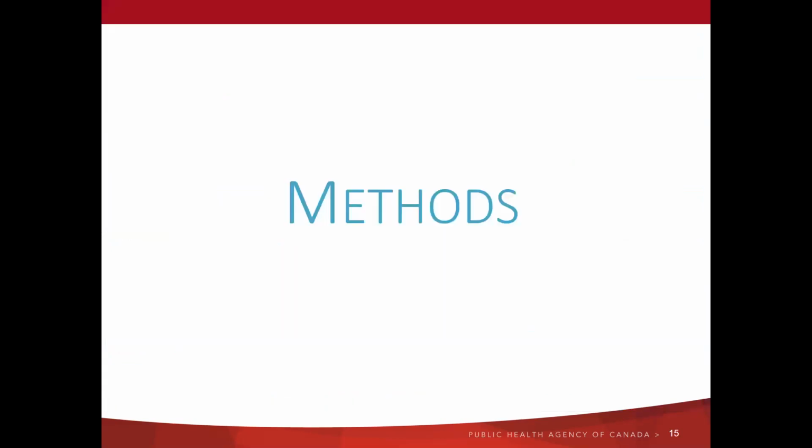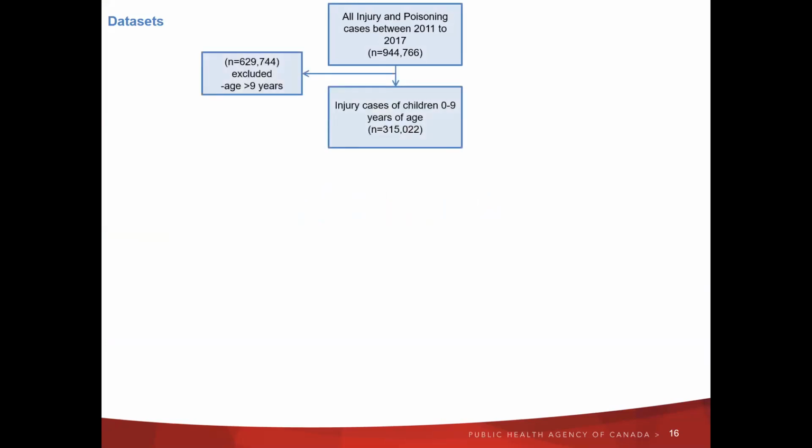So I will begin by going over the methods that I used to acquire all the results that you'll see. The data set that I used consisted of injuries presented to emergency departments across 19 Canadian hospitals between the years of 2011 through 2017. So any injury where the patient was reported to be above 9 years of age was excluded, and this left us with approximately 300,000 injuries.